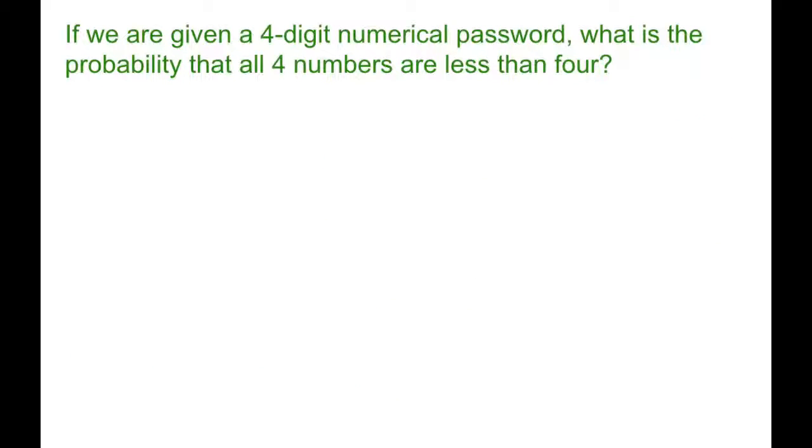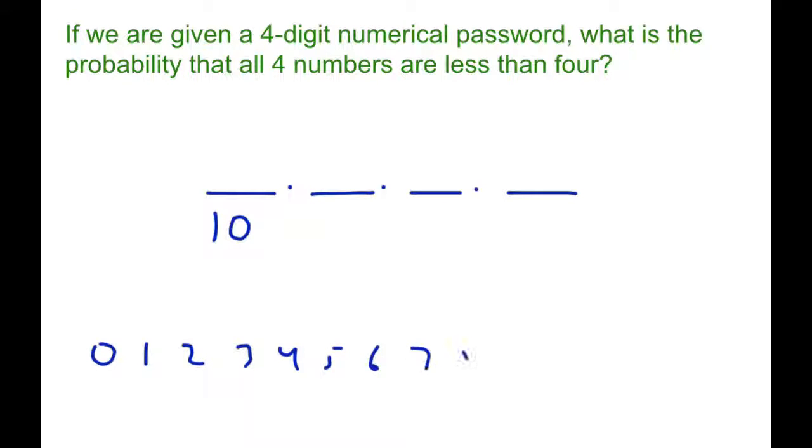All right, if we are given a 4-digit numerical password, what is the probability that all 4 numbers are less than 4? Okay, so we're talking about 4 numbers again, so let's get our 4 fraction bars. All 4 numbers are less than 4. We know that this can be out of 10, because each digit has 10 numbers it could be. Less than 4. Let's think here. 0, 1, 2, 3, 4, 5, 6, 7, 8, 9. They're all the digits from 0 to 9.